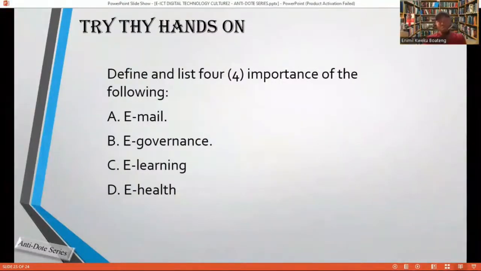So define a list for the importance of the following: email, e-governance, e-learning, e-health. You should know that there is digital technology culture 1, and this is the final one, digital technology culture 2.